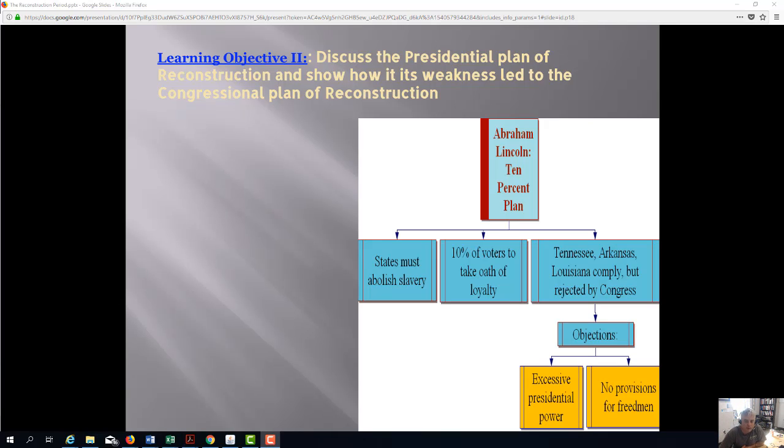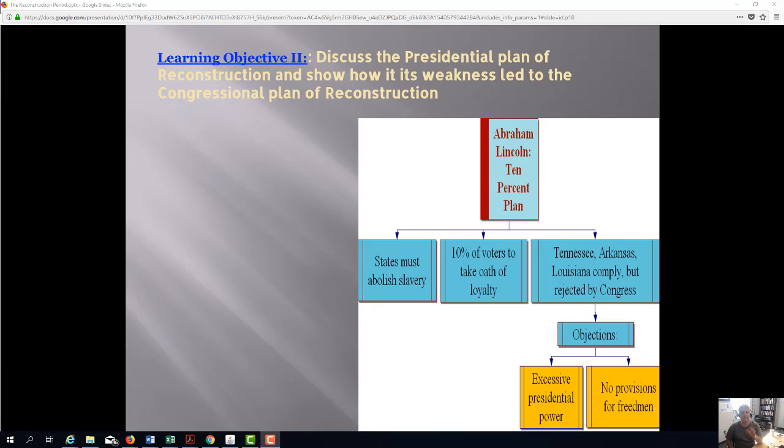So, on the last part, we looked at the first part of Reconstruction. What were some of the questions that Reconstruction posed for the country? This one, we're going to look at the first phase of Reconstruction. There are three phases: presidential Reconstruction, congressional Reconstruction, and then redemption. We're just looking at presidential Reconstruction in this video.